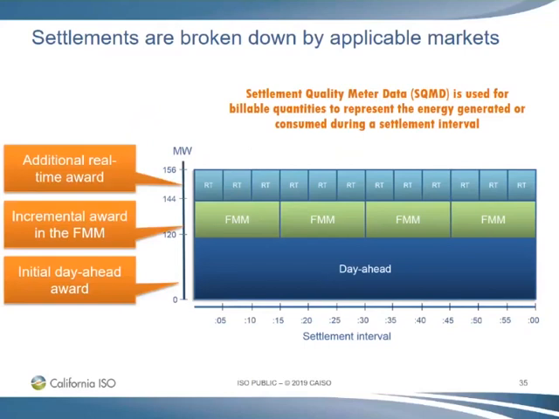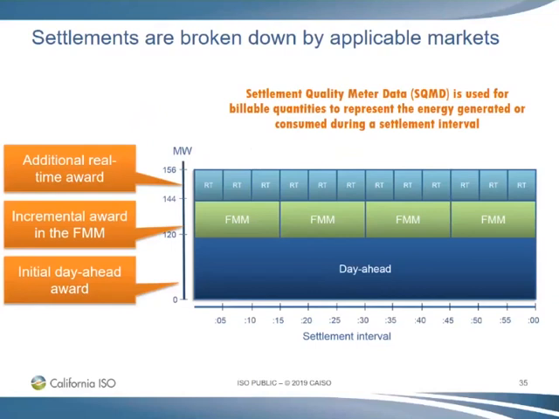This is a diagram that simplifies the energy settlements for the day-ahead market and two real-time markets. In this example, what we're showing is that the resource has an initial day-ahead award of 120 megawatts, and then in real time there are additional incremental awards above and beyond that.